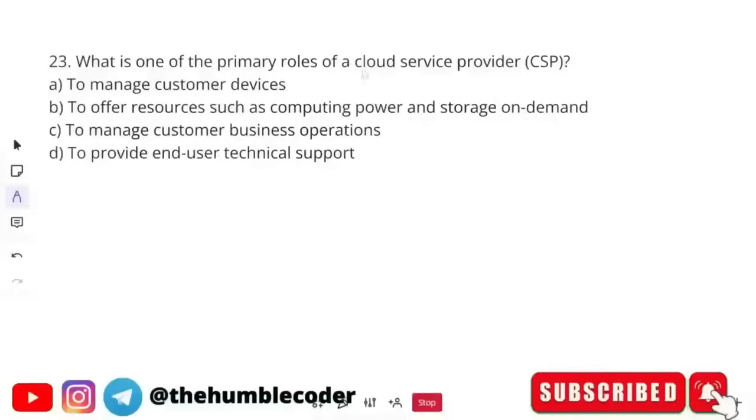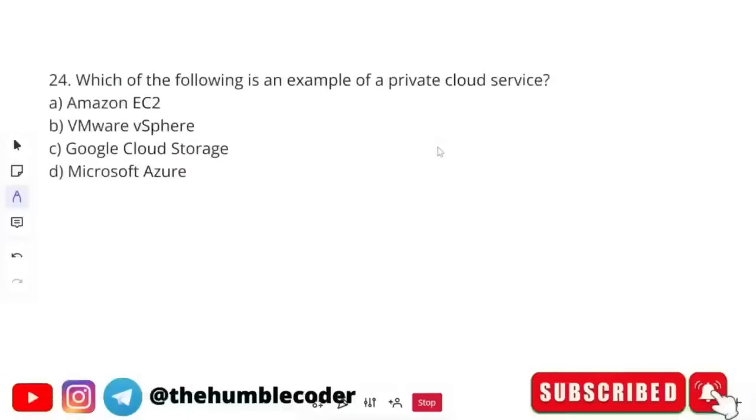What is one of the primary roles of a cloud service provider, that is CSP? Let's see the options that we have. First option is to manage customer devices. Option B is to offer resources such as computing power and storage on demand. Option C is to manage customer business operations, and option D is to provide end user technical support. The correct answer in this case is going to be option number B, that is to offer resources such as computing power and storage on demand. That is the main primary role of CSP, that is cloud service provider. Moving on to our next question now.